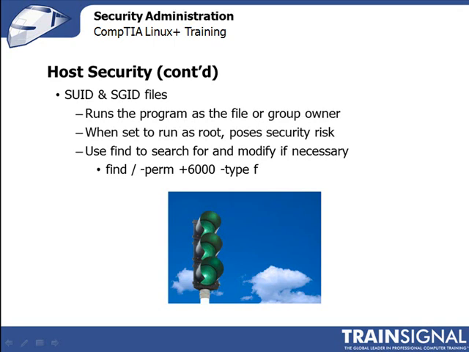So it's best to search for any SUID and SGID files periodically. To do this, use the find command with the option -perm, and you specify permissions of 6000, which covers SUID, which if you recall is 4000, and SGID was 2000. So the command would read: find / -perm +6000 -type f. And again, if you recall, the f option says to search for regular files. You could then modify anything that seems out of order. And that concludes our lesson on security administration.